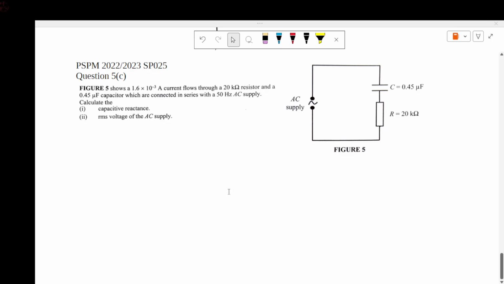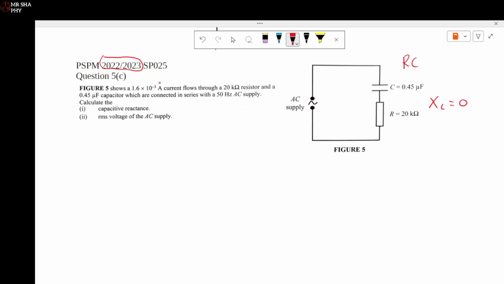Good day, everyone. In this video I want to discuss question 5C from the 2022-2023 SP025 paper. Just a quick look at the diagram before reading the question. We do not have an inductor, so this is just an RC circuit, so that's nice. I just want to make a note here that my XL is equal to 0. That's for sure. Now we read the question.